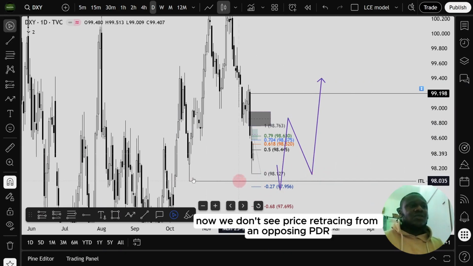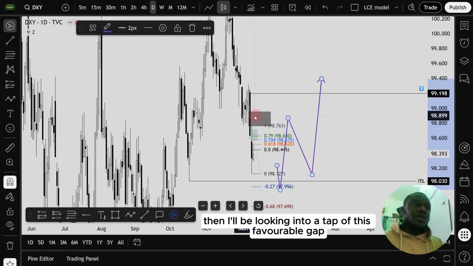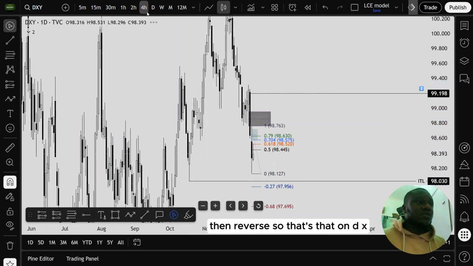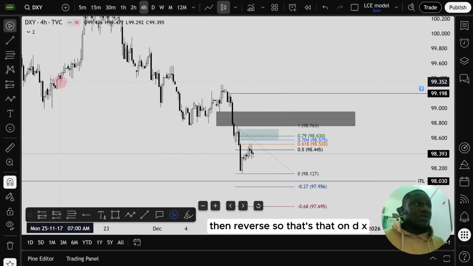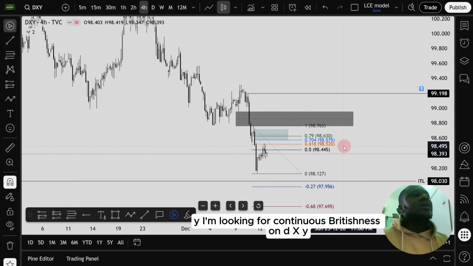So now we don't see price retracing from an opposing PDRA. I haven't tapped into an opposing PDRA. So that is more reason why I think this breakaway gap may hold. If that doesn't happen, then I'll be looking into a tap of this fair value gap and then a reversal. So that's that on DXY. I'm looking for continuous bearishness on DXY.